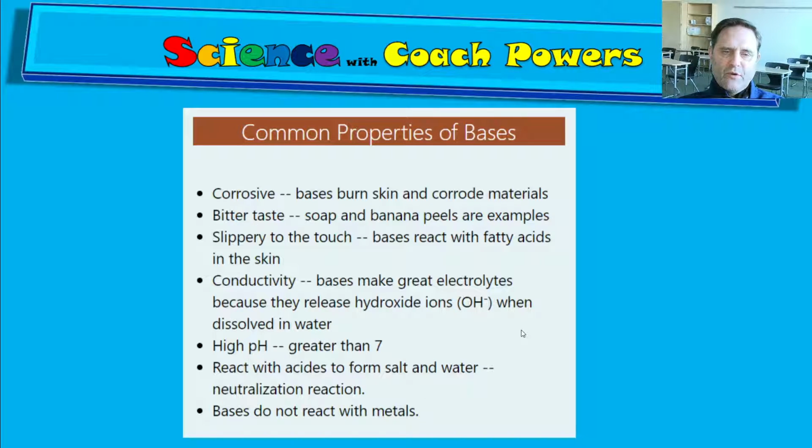Slippery, bitter, corrosive. Just because it's not an acid, a lot of people use acid burns as an example, but the corrosive also means these bases can do that. Corrosion means it's going to eat through metal, and it's going to burn through skin, or it's going to burn through wood. Now, remember that pH is greater than 7. 7 is going to be neutral, and lower than that is acid. And it does react with acids to form salt and water.